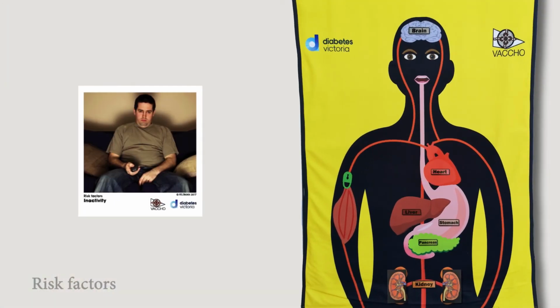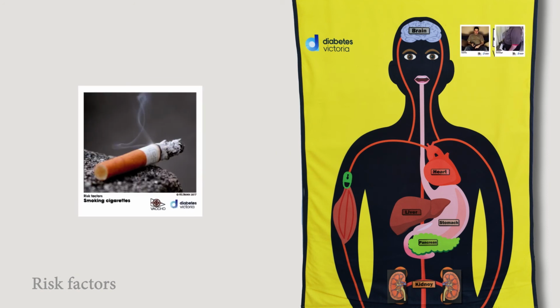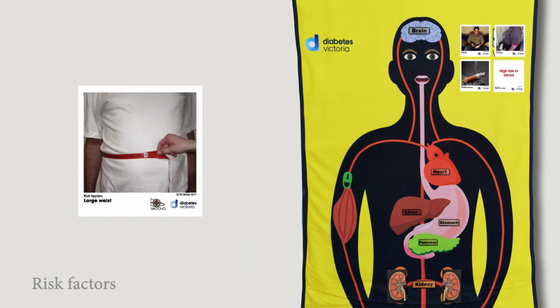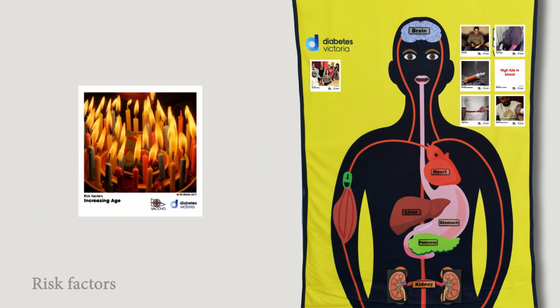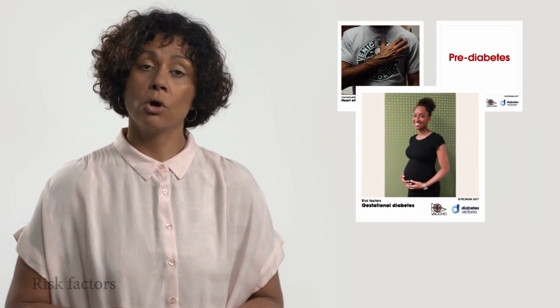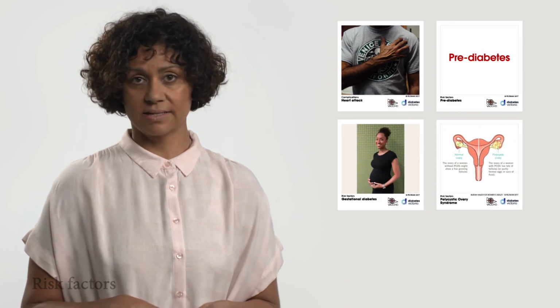Feltman can be used to talk about the risk factors for developing type 2 diabetes. You can do this by using the risk factor cards in your kit. As mentioned earlier, type 1 diabetes is a condition that cannot be prevented. The risk factors for type 2 diabetes and gestational diabetes are similar. Some of these factors include being inactive, having excess body weight, smoking cigarettes, having high levels of fats in the blood, having a large waist, having high blood pressure, having a family history of diabetes, and increasing age. Having a history of heart attack, pre-diabetes, gestational diabetes, or polycystic ovary syndrome are also risk factors.